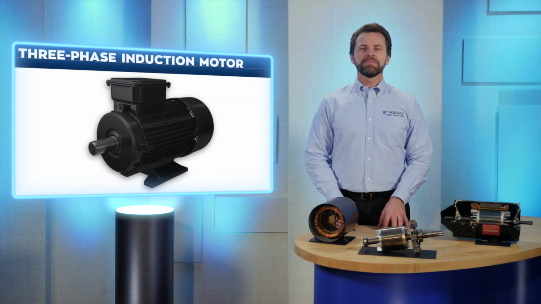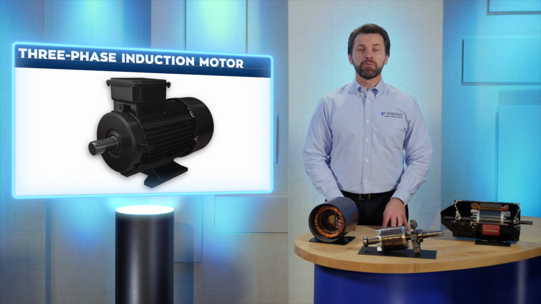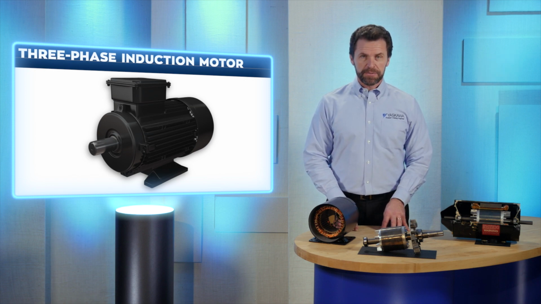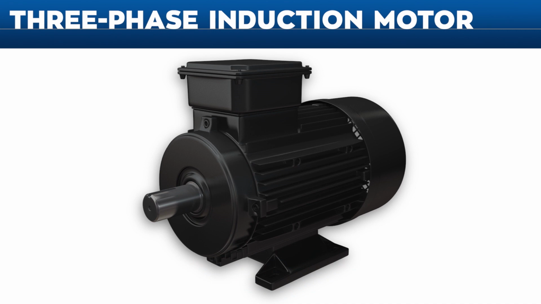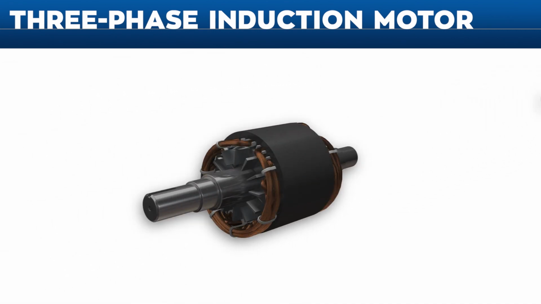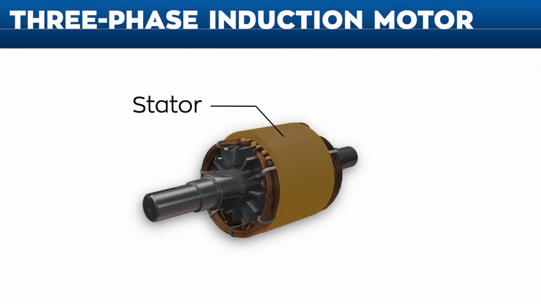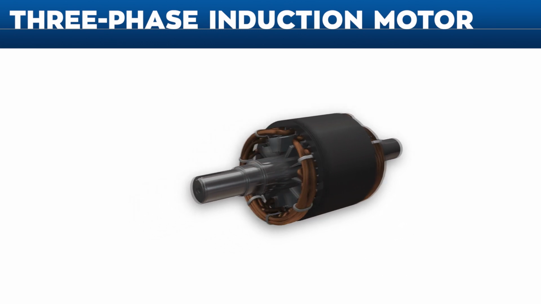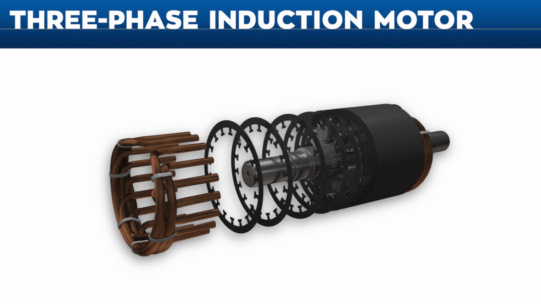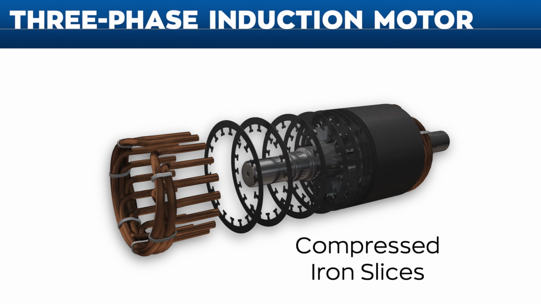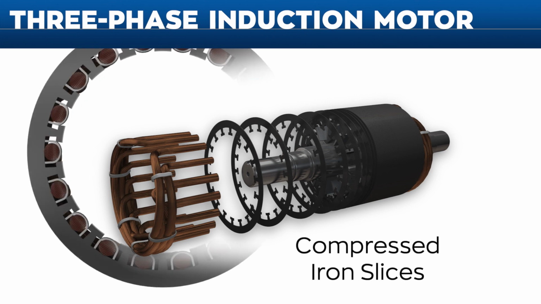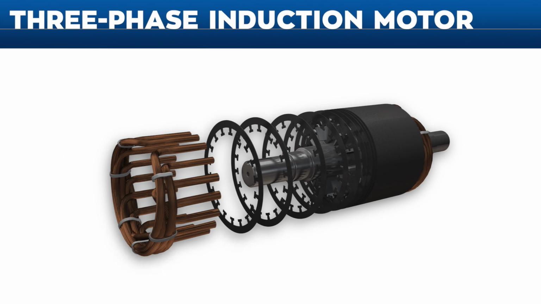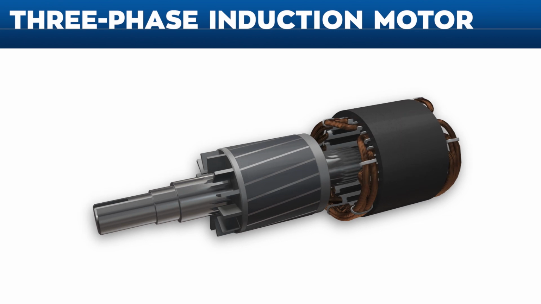Let's start by identifying the components of a typical three-phase squirrel cage type induction motor. Inside the stator frame of the motor are the stator and the stator windings. The stator is made up of a series of stacked, insulated, and compressed iron slices with cutouts or slots through which we run the stator windings. We use stacked metal slices to reduce electrical losses in the system.